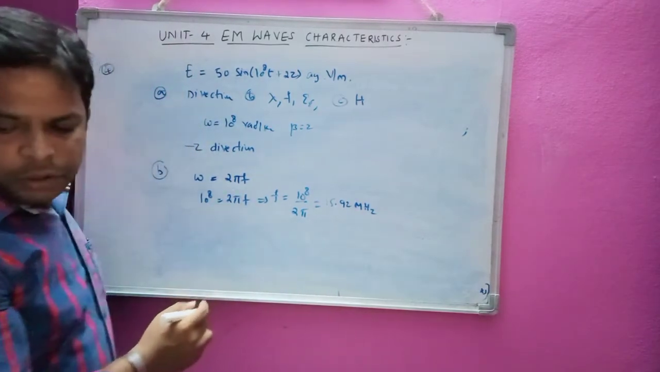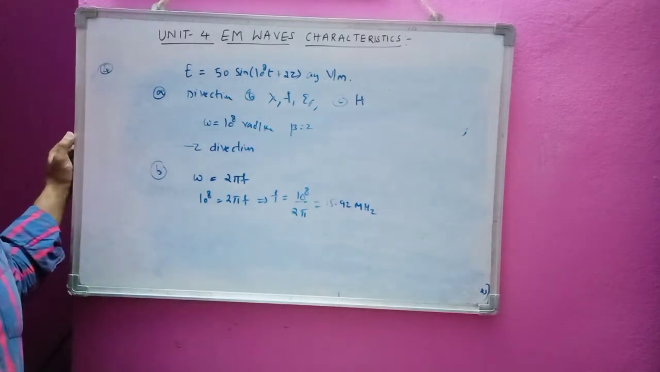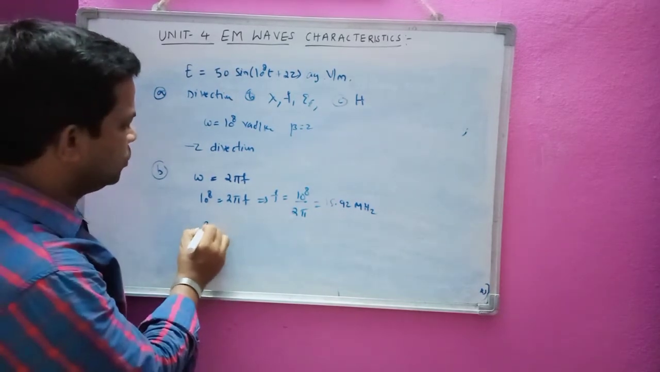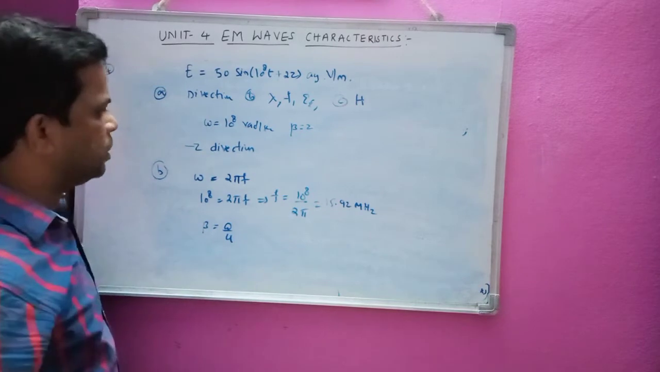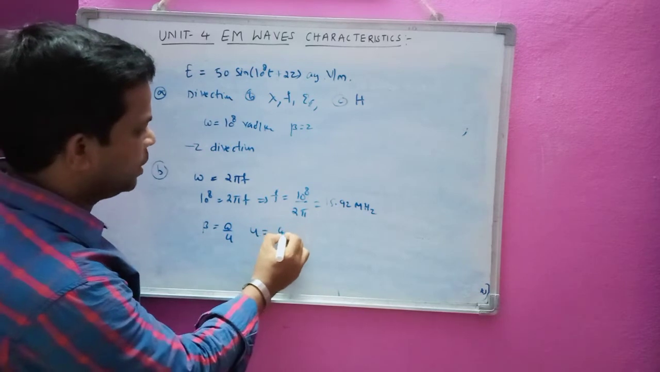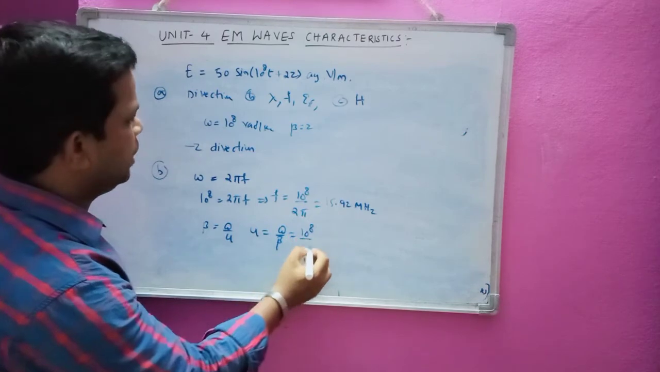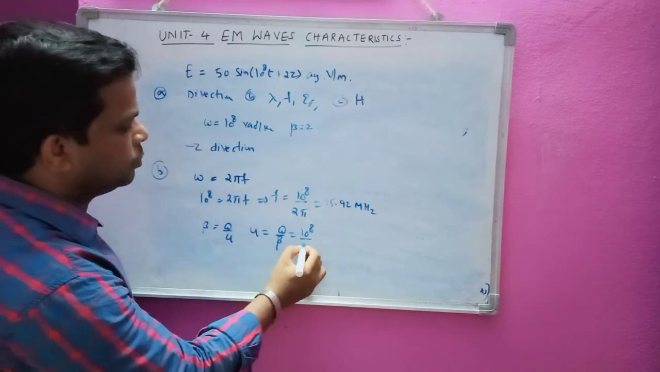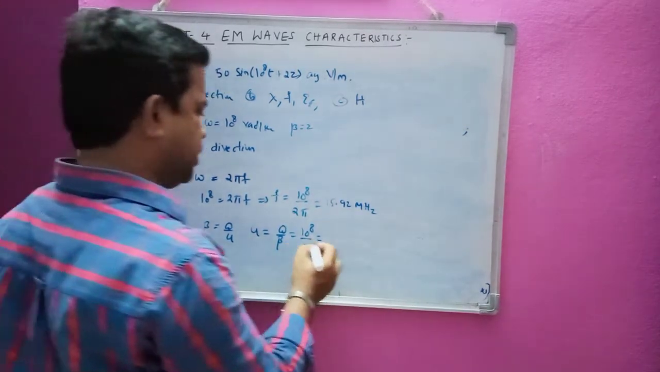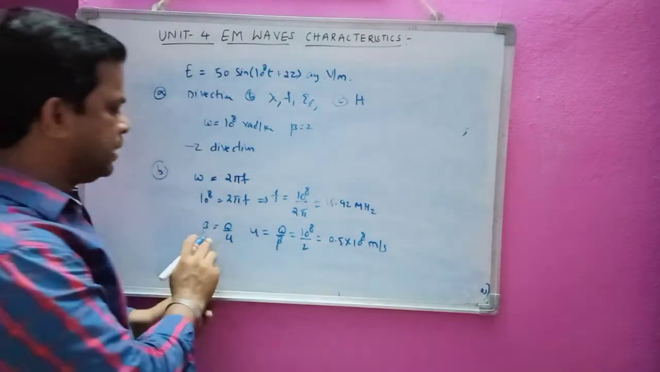And similarly lambda is equal to 2 pi by beta. We will calculate the velocity first. Beta is equal to omega by u, where u is the velocity. So velocity is equal to omega by beta. Omega he has given as 10 to the power of 8, and beta is equal to 2. So 1 by 2 is 0.5, into 10 to the power of 8 meters per second. So I can easily calculate the velocity here.